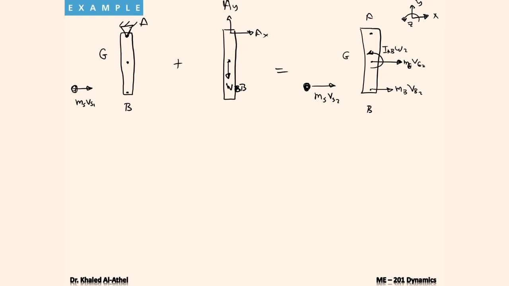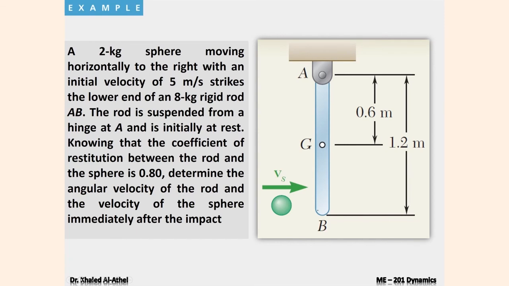Now the system is conserved, therefore I know that H at A1 should equal H at A2. That's all I need to solve this problem. So let's start doing it. So I have H at A. What do I have? I have MS VS1 multiplied by the distance R, which is between B and A. So it's going to be R B relative to A.